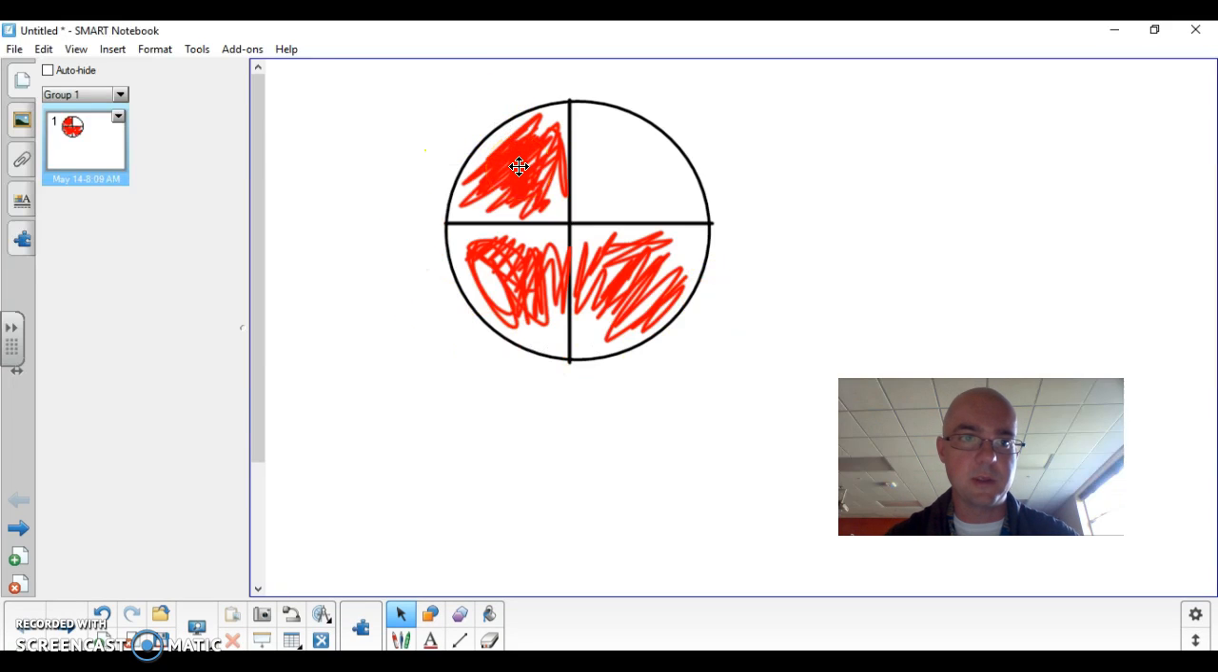It's not equivalent fractions, it's just using this drawing to add them, to show an equation that would add up to 3/4. Bring that to group.